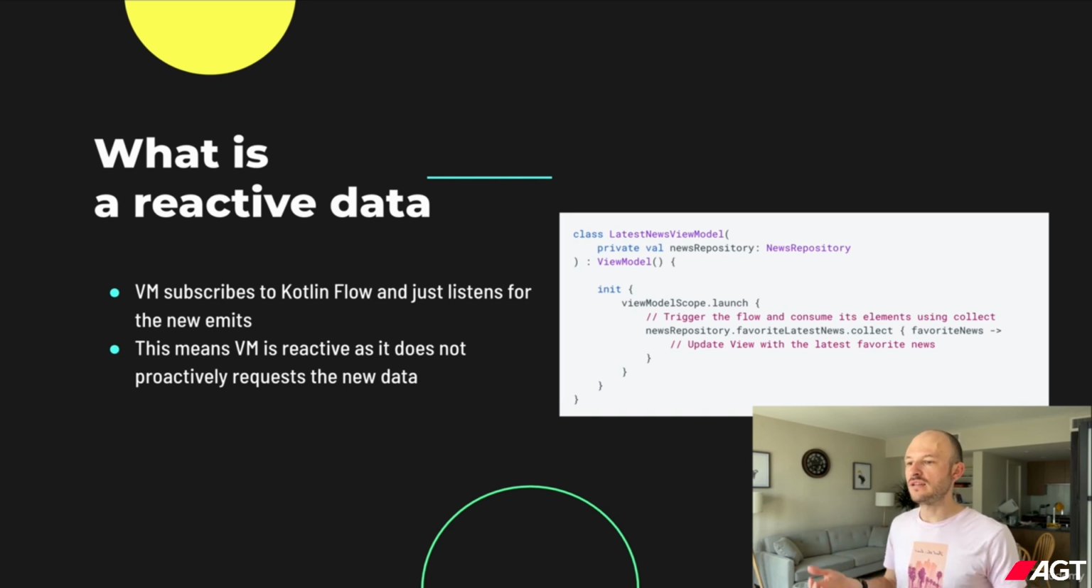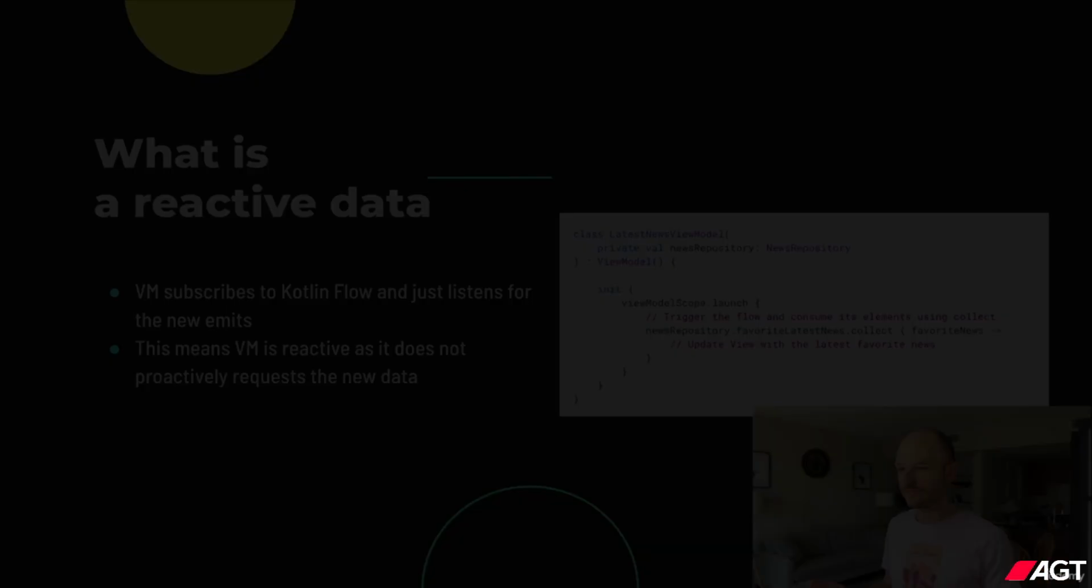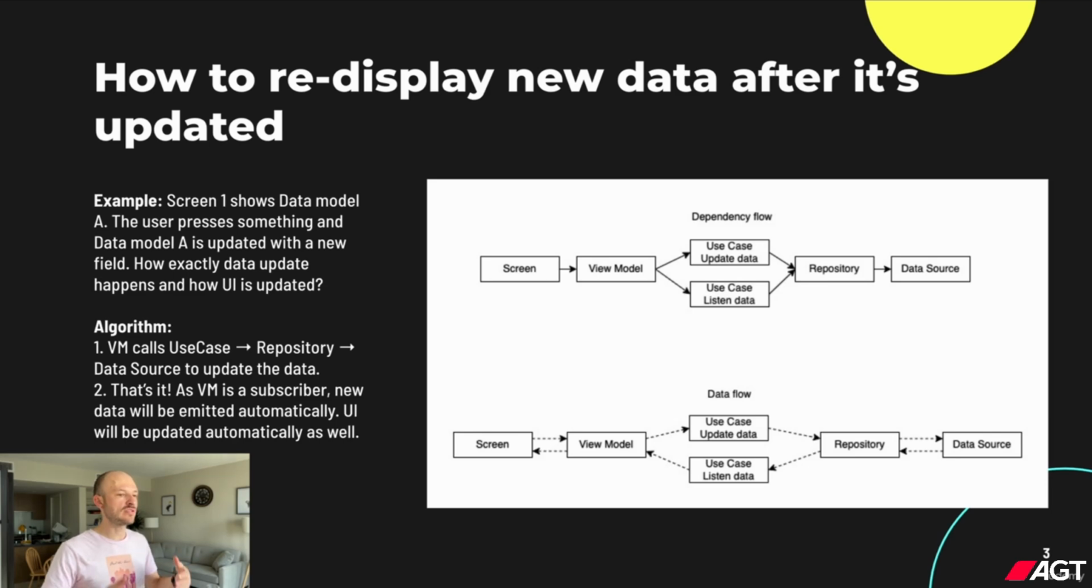So let's give a definition. What is reactive data? First of all, ViewModel subscribes to Kotlin Flow and just listens for new emits. This means ViewModel is reactive as it doesn't proactively request the new data. How to redisplay new data after it's updated? Let's look at a simple example. Screen 1 shows data model A. The user presses something and data model A is updated with a new field. How exactly does the data update happen and how is the UI updated?